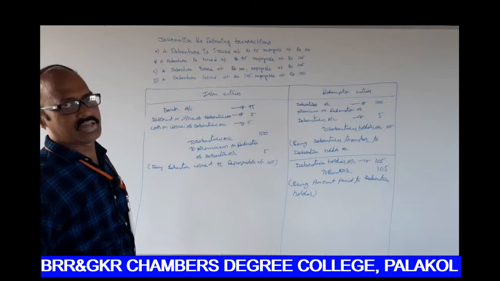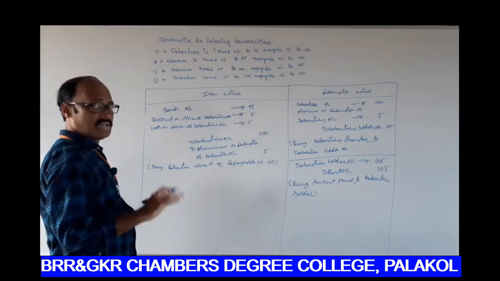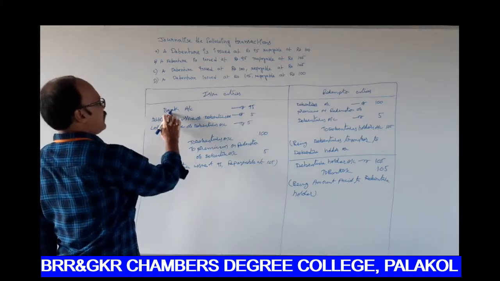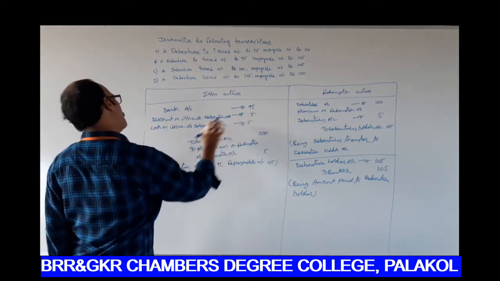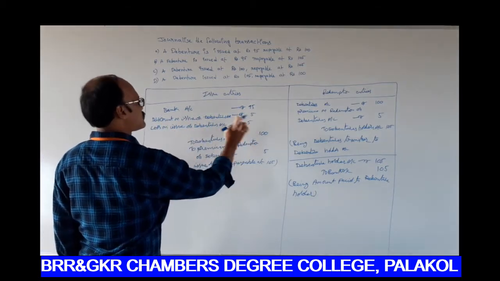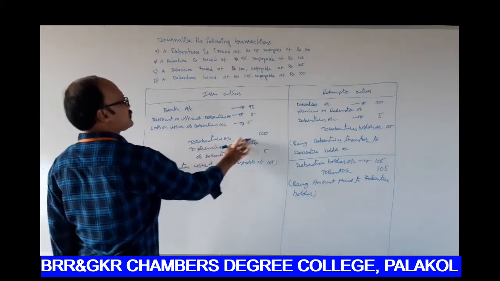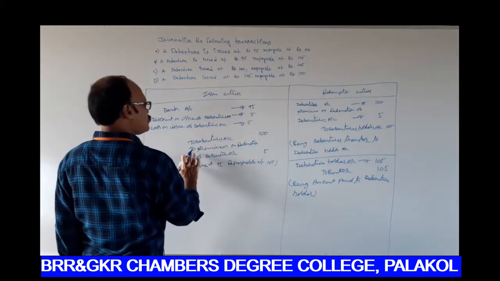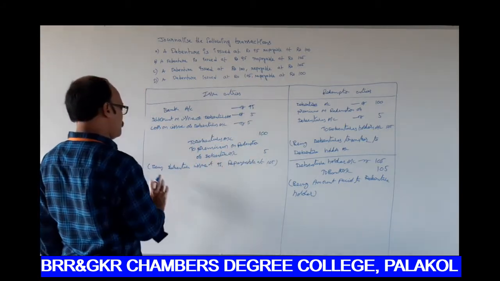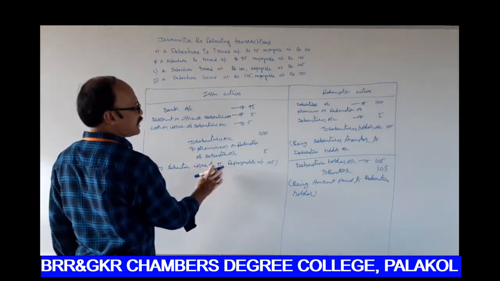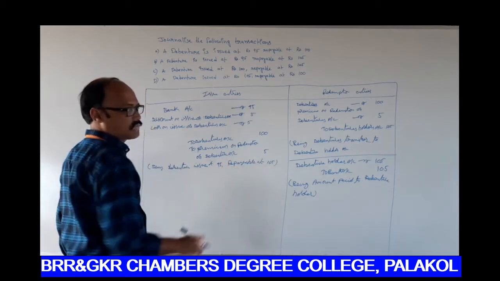This is the second transaction. Bank account debtor 95, discount on issue of debentures account 5, loss on issue of debentures account debtor 5, to debentures account 100, to premium on redemption of debentures account 5, being debentures issued at 95, repayable at 105.